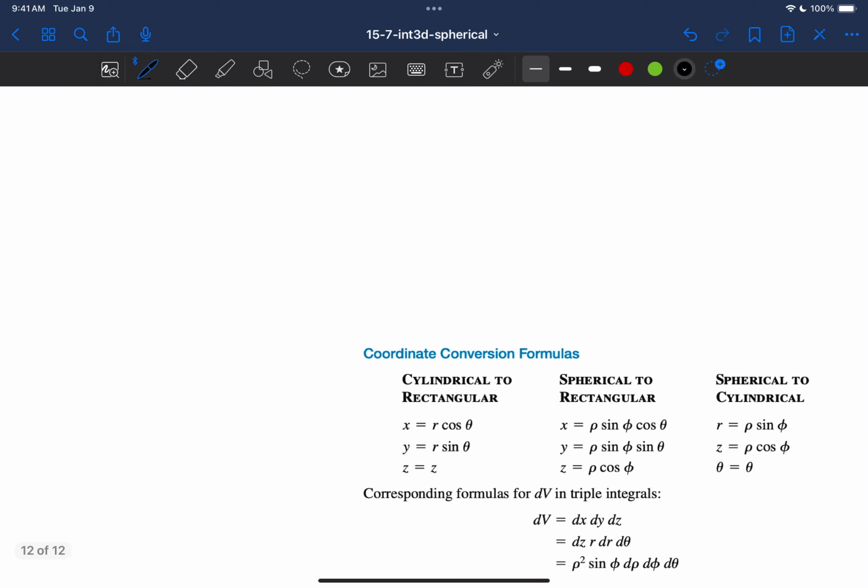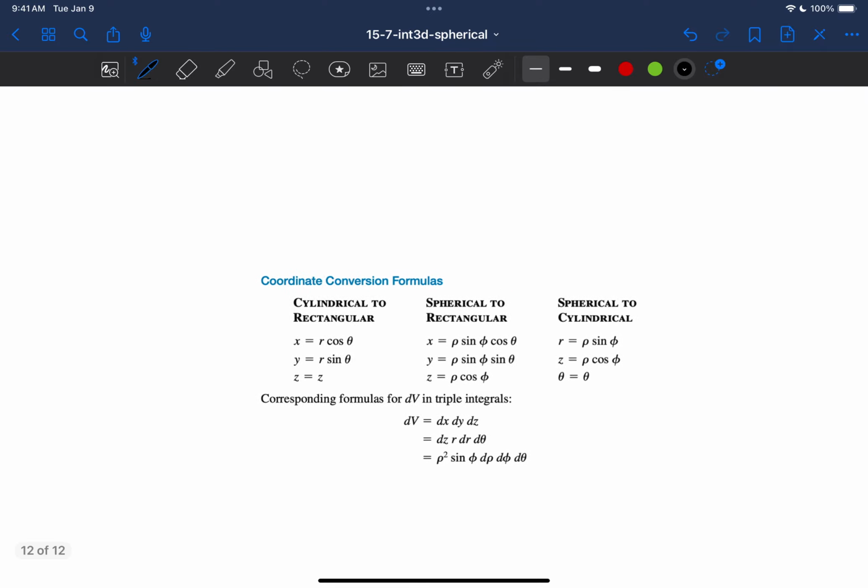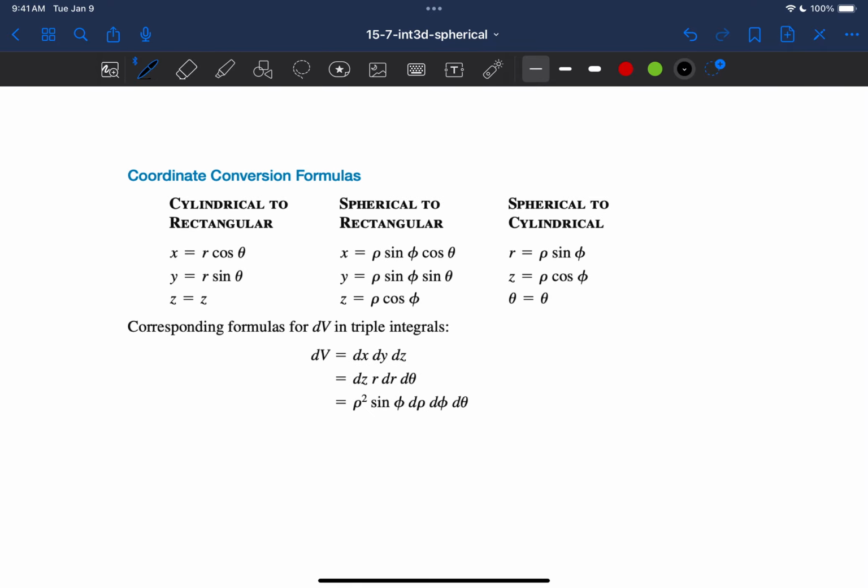And all right, the last page. The last page is the summary. So we can have a cylindrical domain, which is x equals r cosine theta, y equals r sine theta, z equals z. We can have a spherical domain, which is this.